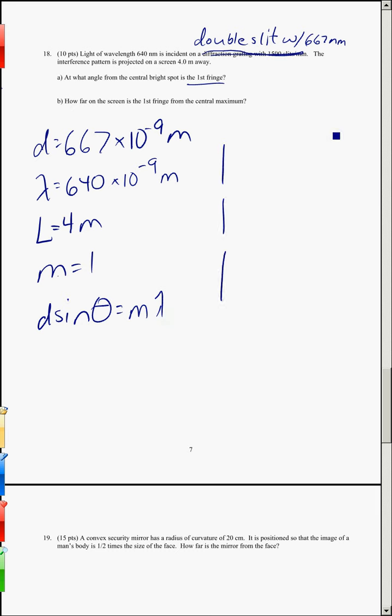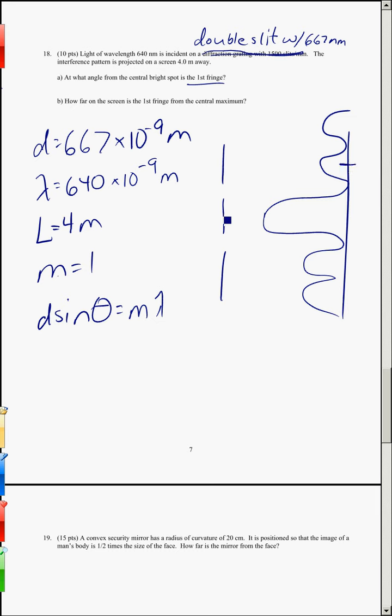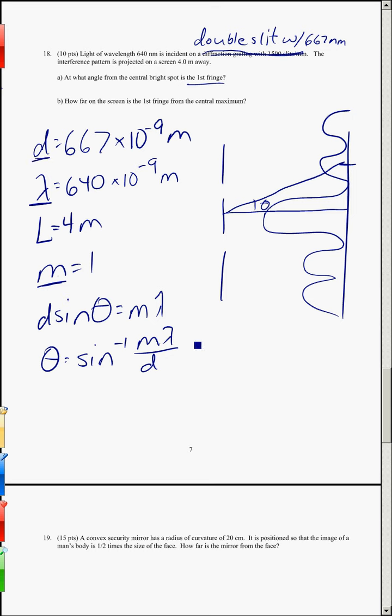It always helps me to draw a picture, to help you remember what it is you're looking at. My interference pattern. I'm looking at this one, so I'm looking for this angle theta. So theta is the inverse sine of M lambda over D. This is M, this is lambda, this is D. If I put that in, I get 74 degrees. Notice that my small angle approximation does not hold in this case because my angle is so big.